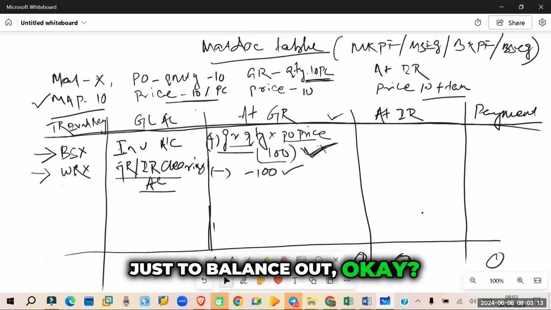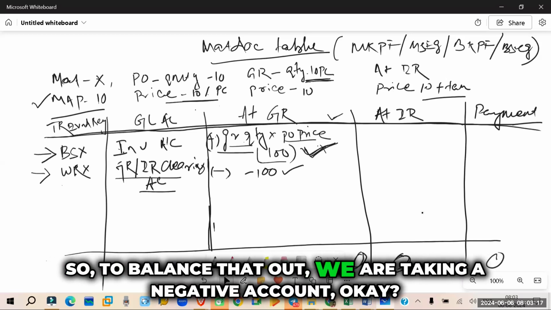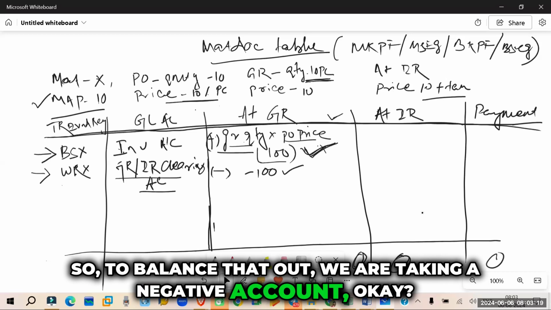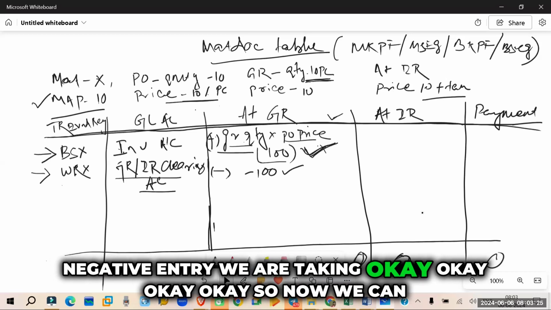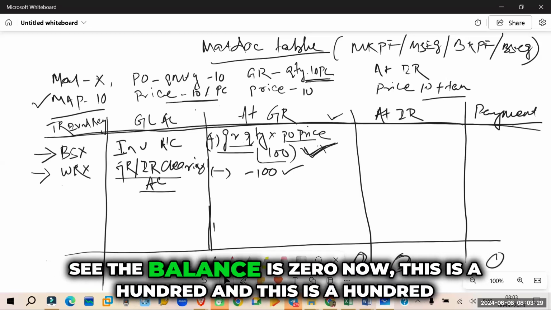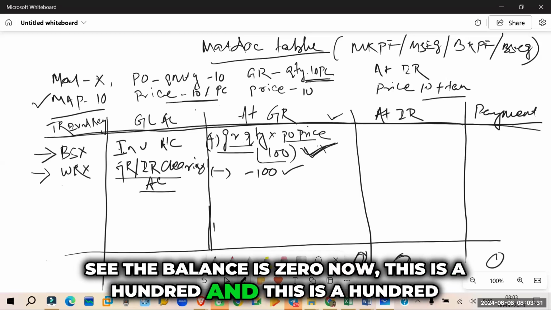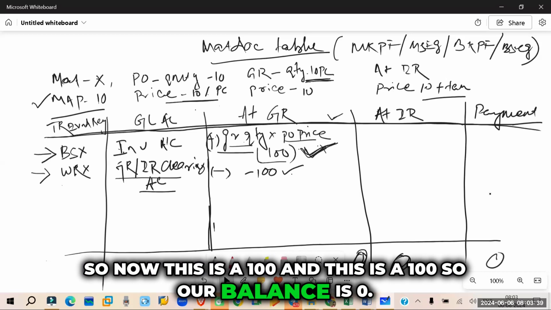Just to balance out. We have taken a positive entry of 100, so to balance that out we are taking a negative entry. Okay, so now we can see the balance is 0. Now this is 100 and this is 100. So our balance is 0.